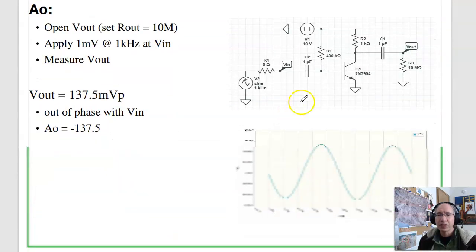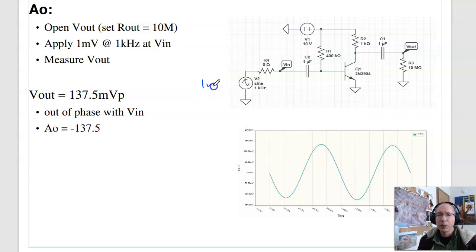The first test, define AI: apply a 1 millivolt sine wave at 1 kilohertz at the input, and measure the voltage at the output, making this an open circuit, or 10 megaohms, basically open. And here's what the output looks like. It's a sine wave. The peak is 137 millivolts. So that's the gain. The input is 1 millivolt, the output is 137 millivolts, so A out is 137. And if you check, this is actually out of phase. When the input is plus, the output is minus. So the gain is actually minus 137.